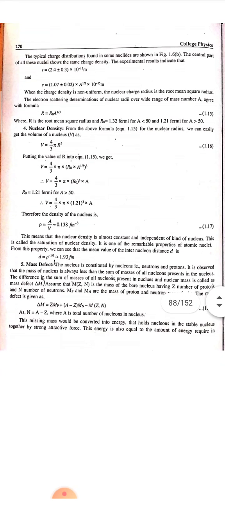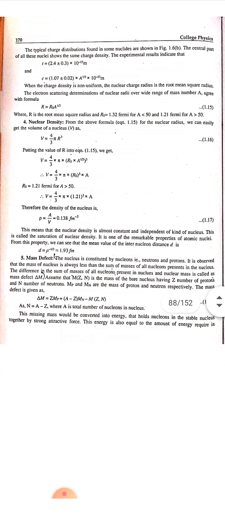Okay, mass defect. The nucleus is constituted by the nucleons, that is, the neutrons and the protons. Hence, it is observed that the mass of the nucleus is always less than the sum of the masses of all the nucleons present in the nucleus. The difference between the sum of the masses of all the nucleons present in the nucleus and the nuclear mass is called the mass defect.